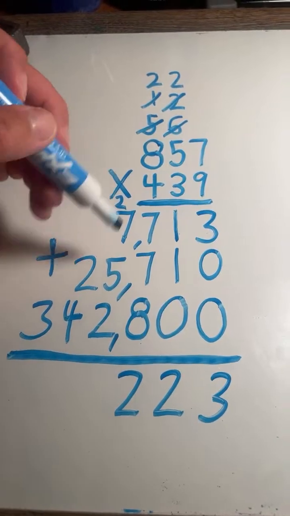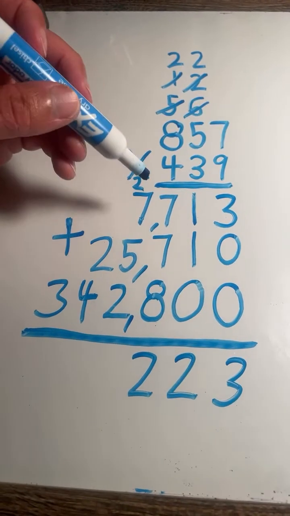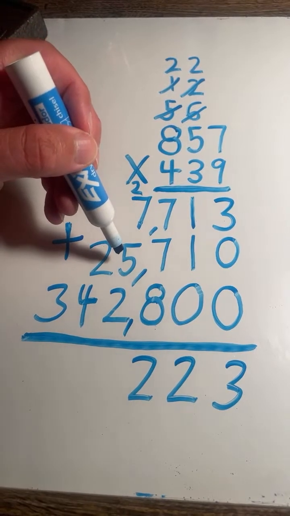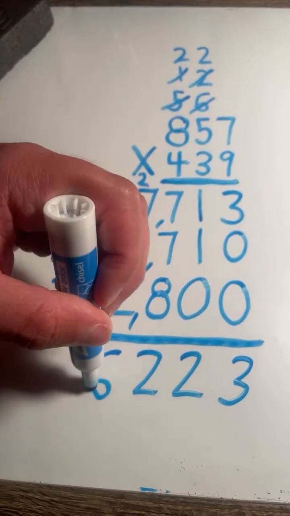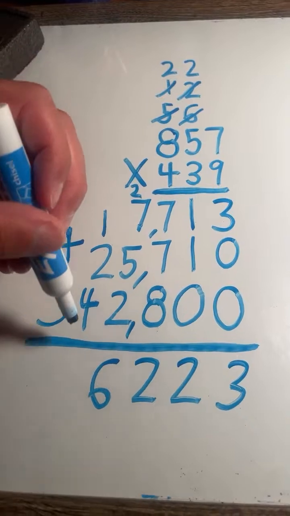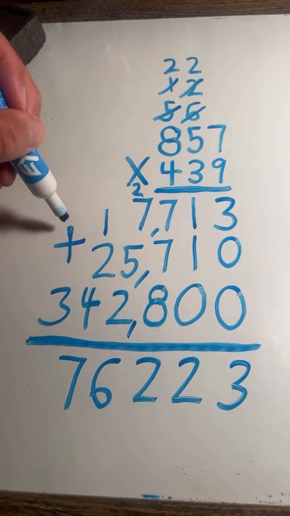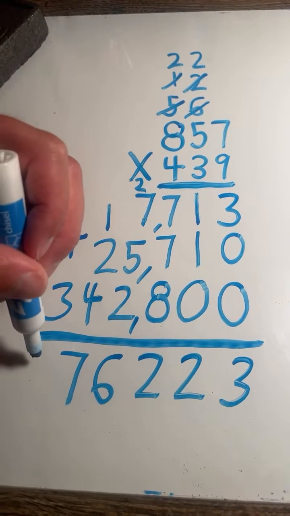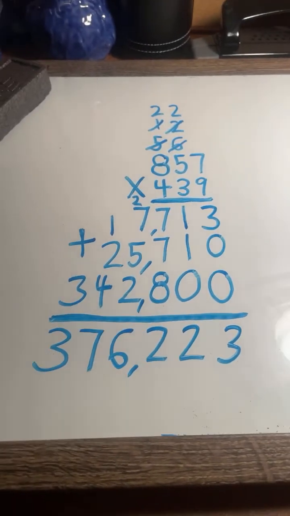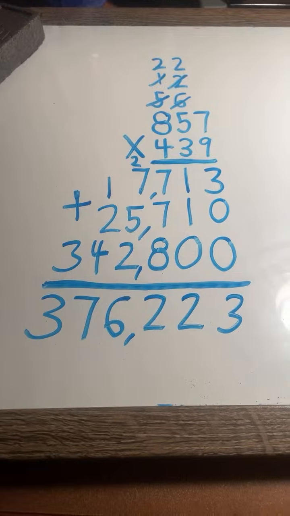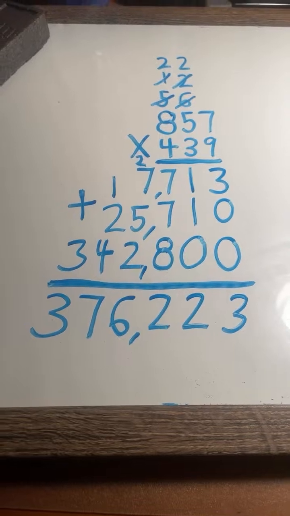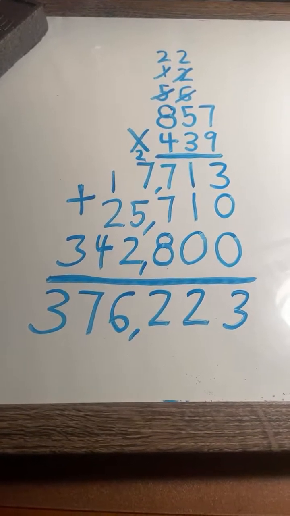Yeah, so the last step is I'm adding these 3 numbers together to get my final answer. So 2 plus 7 equals 9, plus 5 equals 14, plus 2 equals 16. 6, carry the 1. 1 plus 2 equals 3, plus 4 equals 7. 0 plus 0 plus 3 equals 3. And we have our final answer. 857 times 439 equals 376,223.